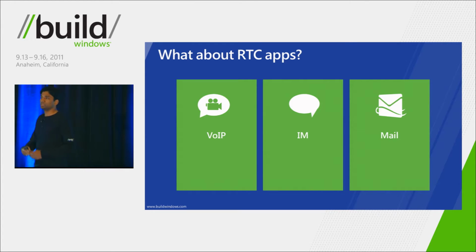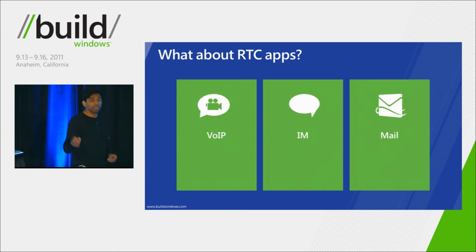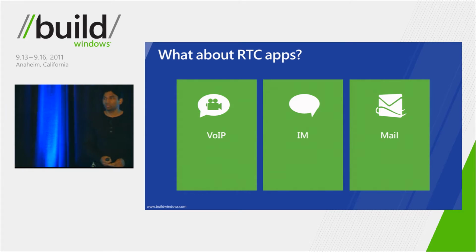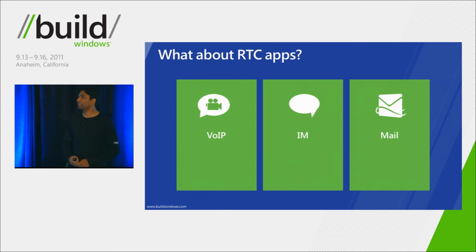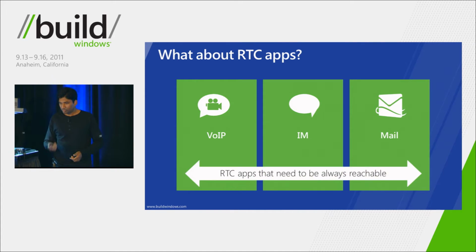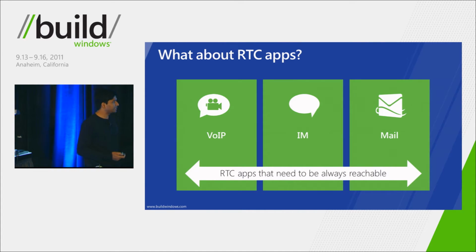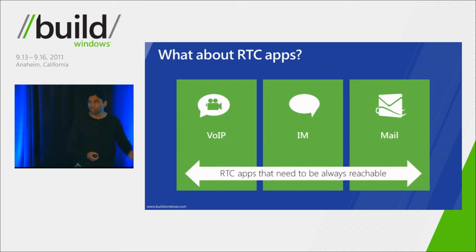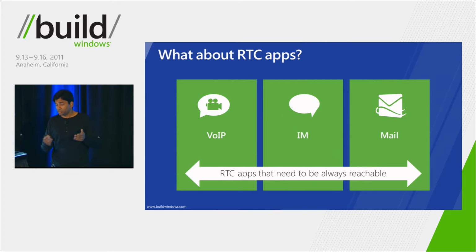So EAS, the Exchange ActiveSync protocol, is an example of that. As soon as something lands in my inbox on the server, I want it to trickle down to my device immediately. So these are the user expectations. The commonality here is that these apps need to be always reachable. Even if you're in the foreground or the background, they need to be able to do their thing and thus provide the experience that the user expects.